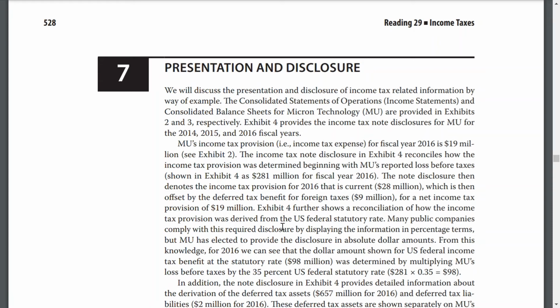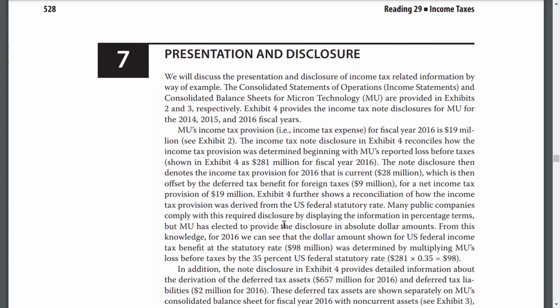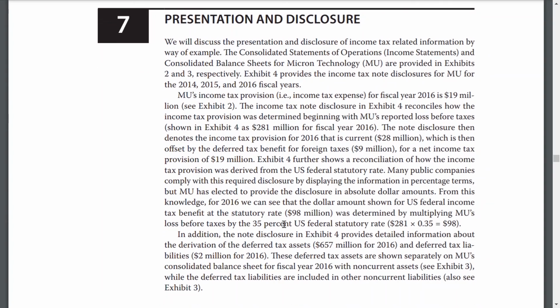MU's income tax provision of fiscal year 2016 is $19 million. The income tax note disclosed in Exhibit 4 reconciles how the income tax provision was determined, beginning with MU's reported loss before taxes.